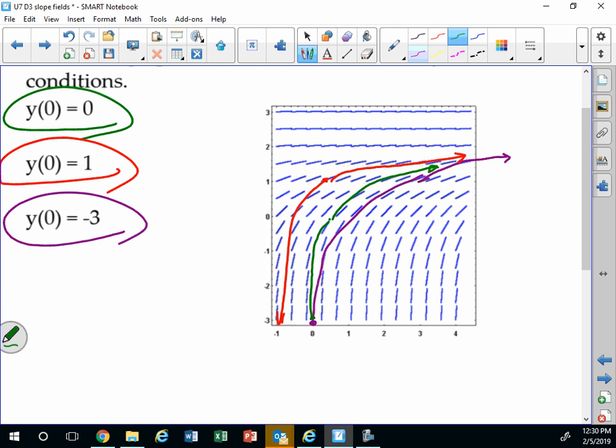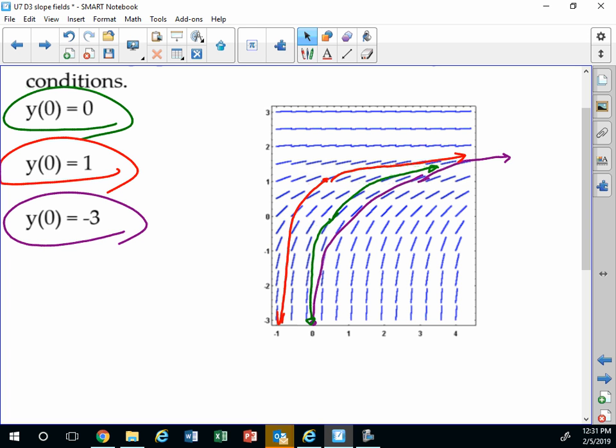Plug in 0, 2, right? Plug in 0, 2. Yeah, you can draw on that, totally. Alright! We okay with all of these?